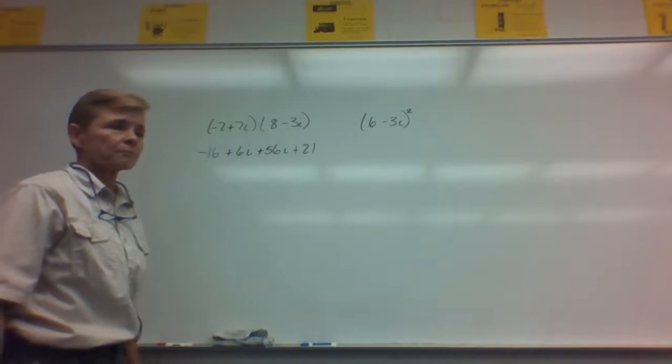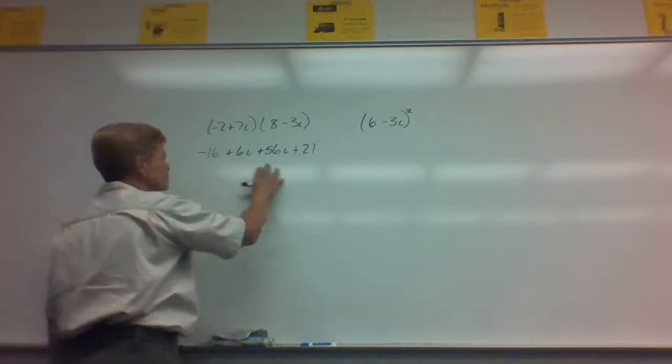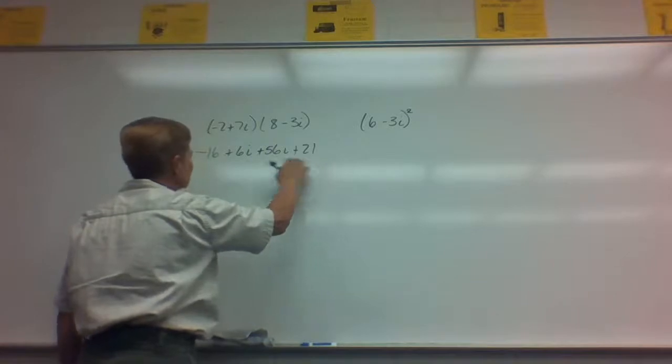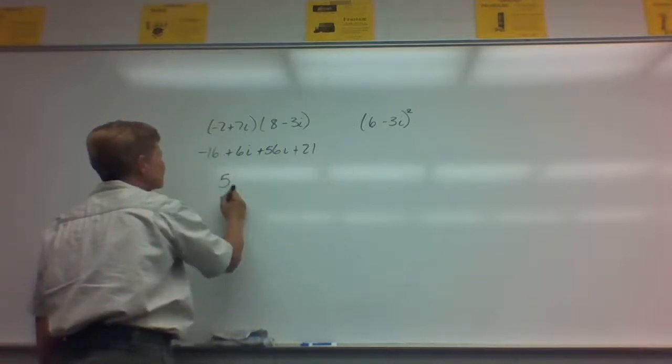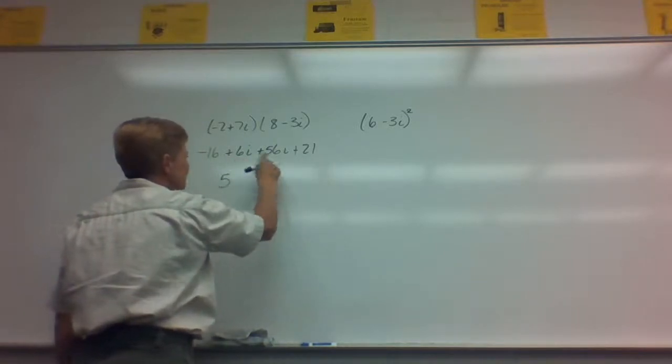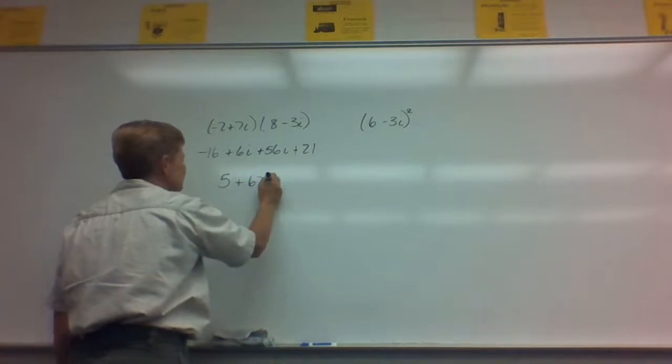You good with that? Then to answer the question, now we're combining like terms again. This is real, and when we combine it, we get a 5. These are the 2 imaginaries. They got to be combined, and we get a 62.